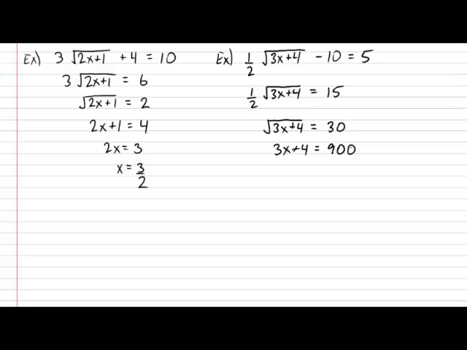Let's finish isolating the x. That will give us 3x is equal to 896. Therefore, our x is equal to 896 over 3. So as you can see, ladies and gentlemen, solving square root equations is not difficult whatsoever.